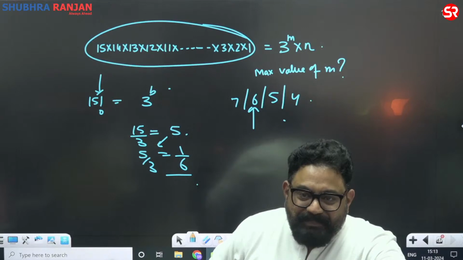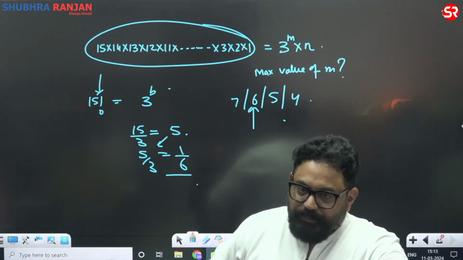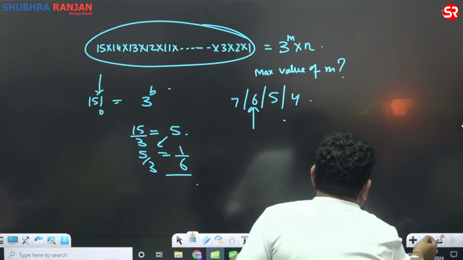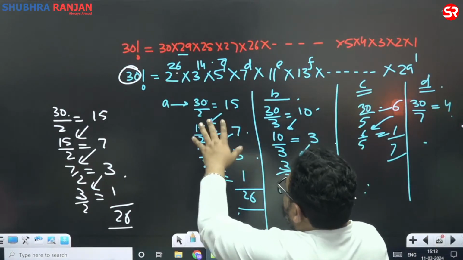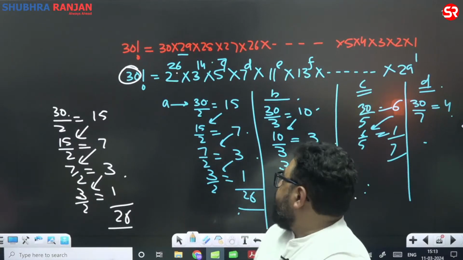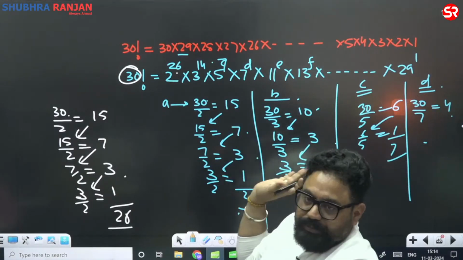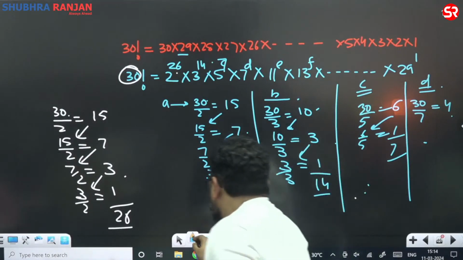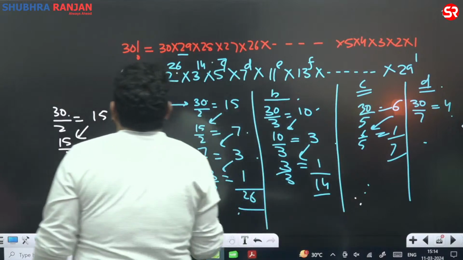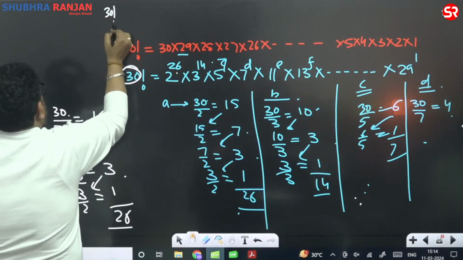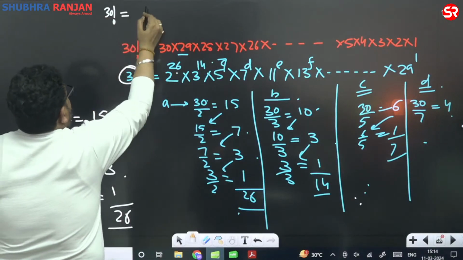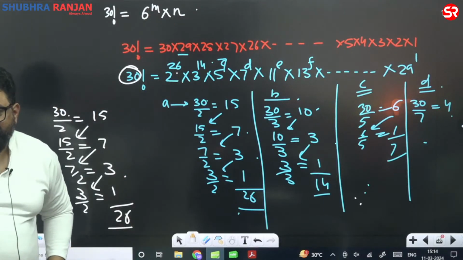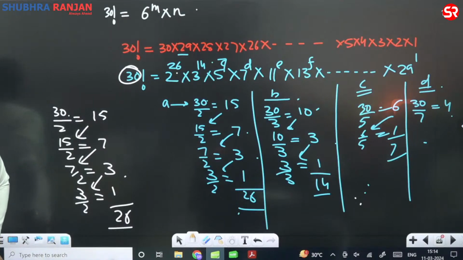Did you understand now? Let's do one more. If I go back, and I say, let me frame a question on this. So now you know 30 factorial. 30 factorial we have broken it and we know this is the representation. Now I frame a question on this. I say 30 factorial is 6 to the power m into n. What is the maximum value of m?